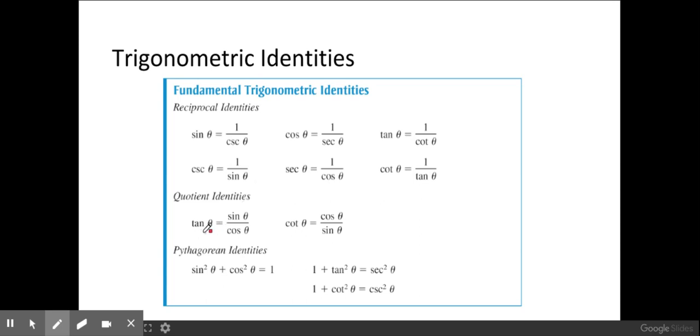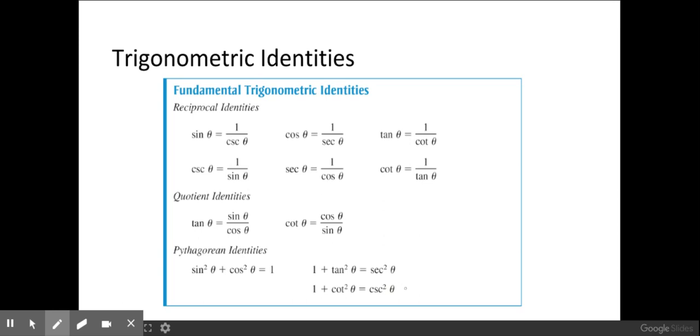The quotient identity, so tangent is equal to sine divided by cosine. Cotangent is equal to cosine divided by sine. And then we have these Pythagorean identities. So sine squared of theta plus cosine squared of theta equals 1. 1 plus tangent squared of theta equals secant squared of theta. 1 plus cotangent squared of theta equals cosecant squared of theta. So these are all of the identities.